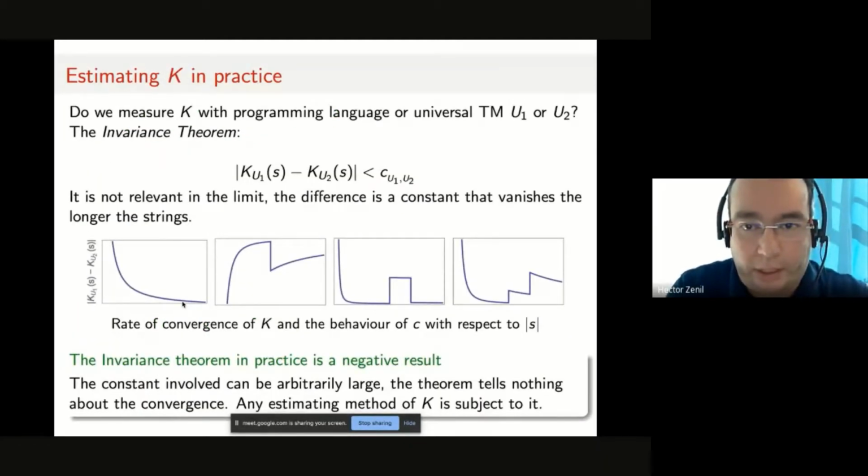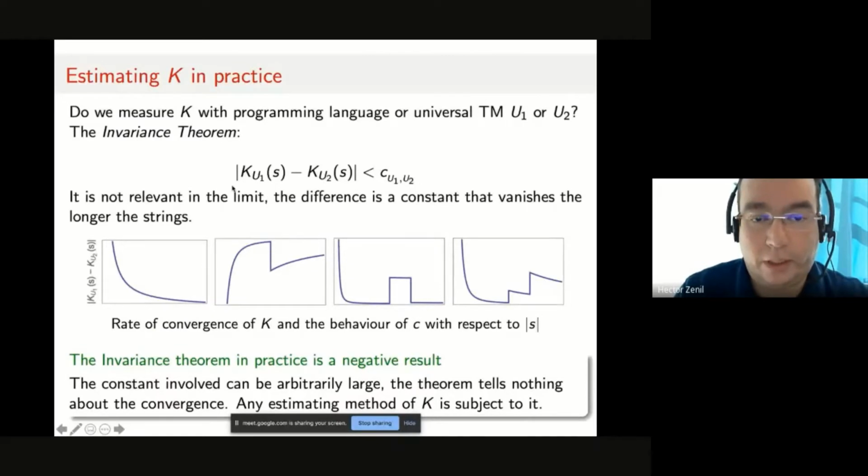So another kind of negative reading, which actually was a positive reading when the theory was founded, is what is called the invariance theorem, which is exactly what measures like Shannon entropy don't have. This is the independence of the language or the description of your object. What the invariance theorem tells you is basically that if you measure the algorithmic complexity of an object using two different descriptions, for example, two different reference universal Turing machines, U1 or U2, then the difference is going to be bounded by a constant that only depends on those two models and not on the object itself.